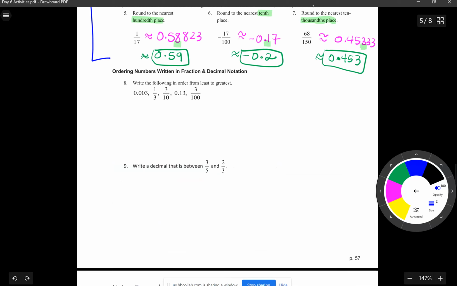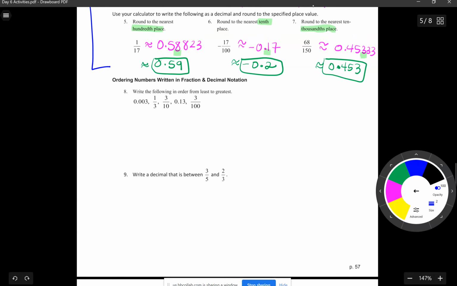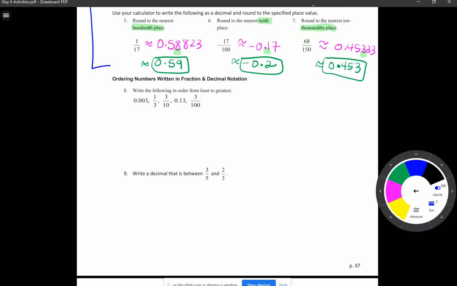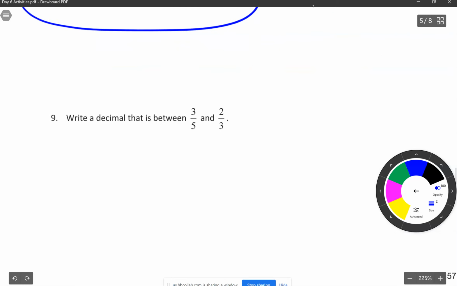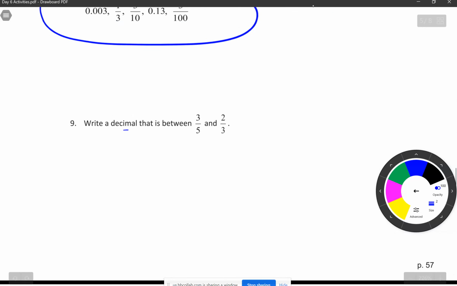Let's do one more before I put you into some groups here. Okay. Let's do number 9. This one's pretty easy. You just change them all to decimals, but let's look at number 9 because it's another one about being between. And remember, it comes up on the final a lot. So write a decimal that's between those two numbers. So type it on the screen whenever you're ready. Find a decimal number that's between those two fractions.